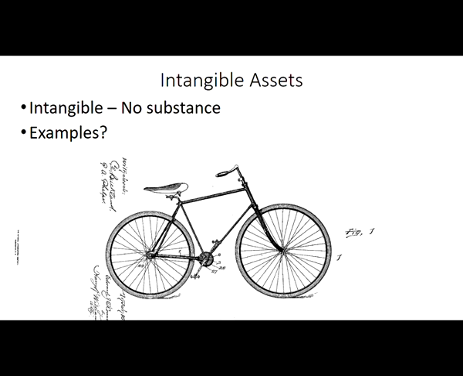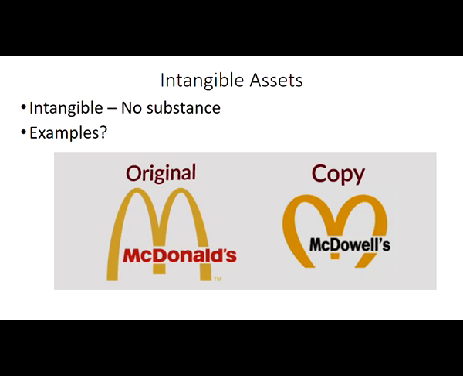Another type of intangible asset is a trademark. So you can see this little TM down here in McDonald's. That means trademark. And so this isn't allowed. This is actually a joke from the movie Coming to America. You aren't allowed to take McDonald's logo and just change it around a little bit and make it yours. That's against the rules. It's against the trademark laws.